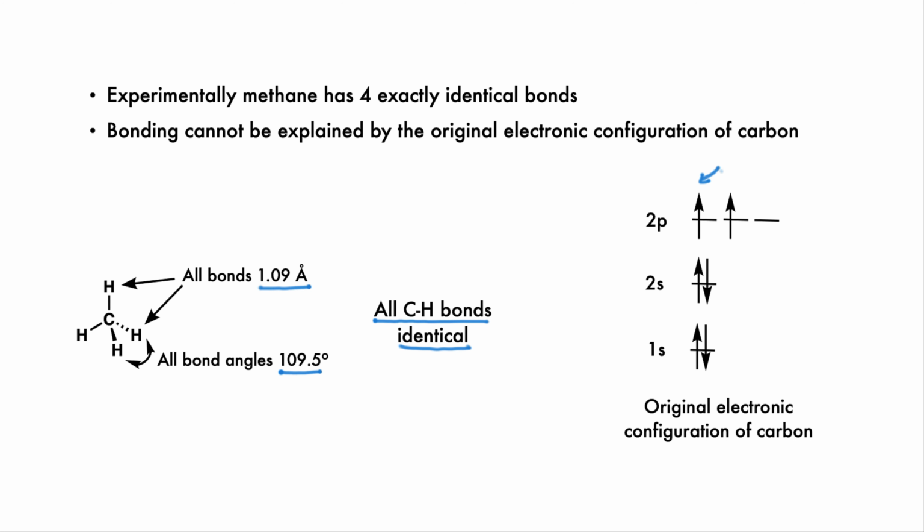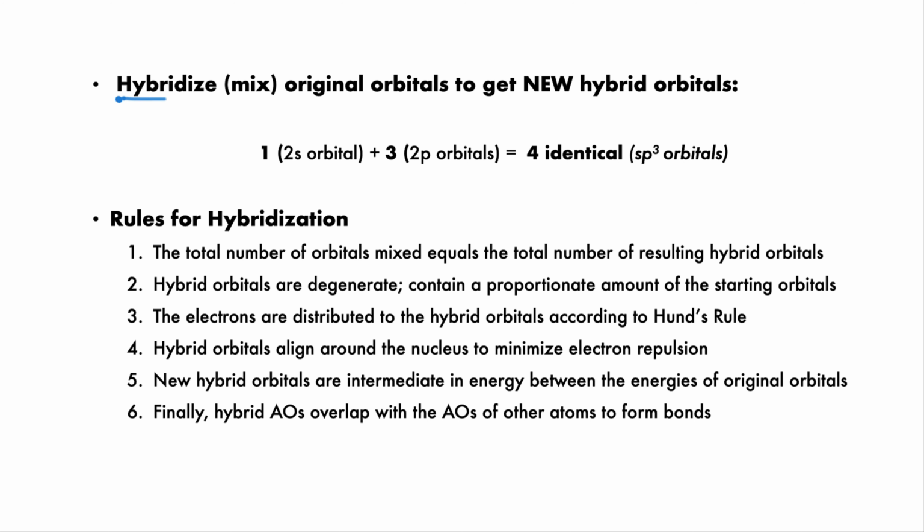If you look at the original electronic configuration of carbon, it has only 2 unpaired electrons, which suggests that carbon should only be able to form 2 bonds. We need to use a process called hybridization to derive the correct atomic orbitals for bonding in the carbon of methane. This is a mathematical mixing of 1 2s orbital and 3 2p orbitals to form 4 identical sp3 orbitals.